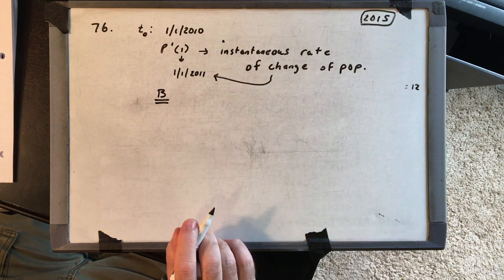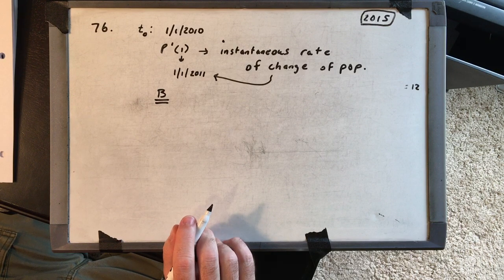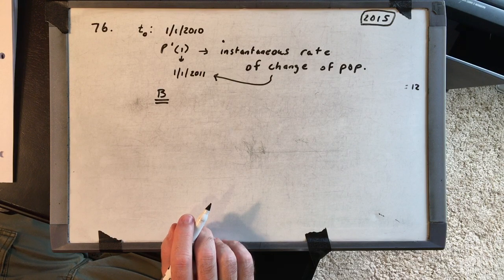Let's look at the other options real quick. C, saying that the population is 0.076. Well, no, that would just be p of 1, not p prime of 1, so it's not C. D says from January 1st, 2010 to January 1st, 2011, the population of the world was increasing at an average rate. All right, that'd be the slope of the secant line.